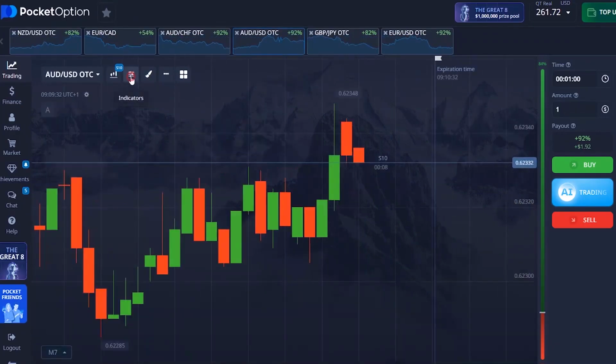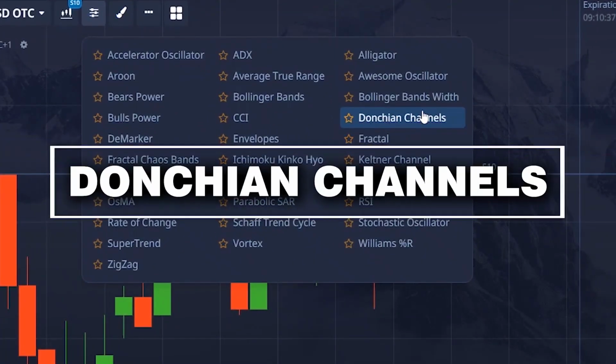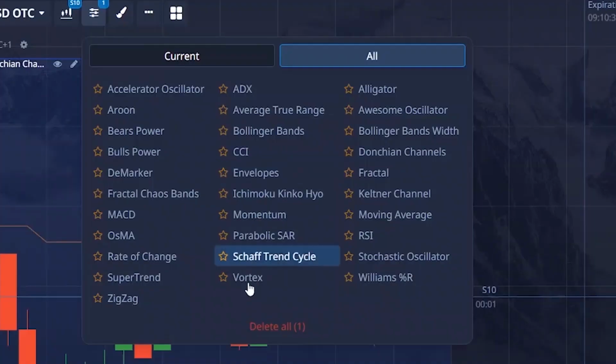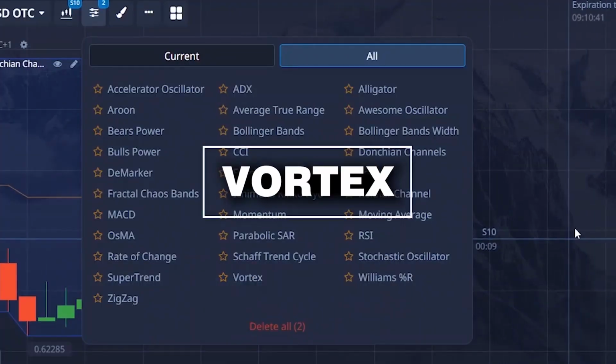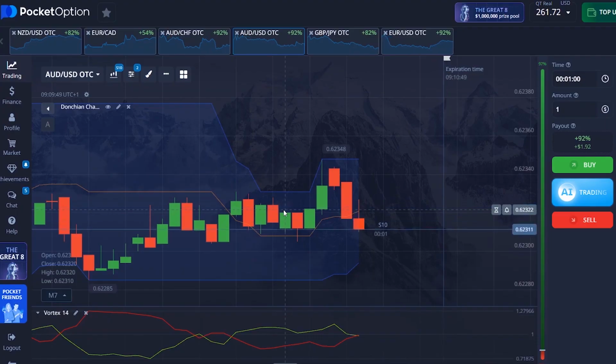We're going to come over to the indicator section right here. We're going to be using this indicator called Donchian. Then we're going to be using a Vortex Indicator. Those are the two indicators we're going to be using with this particular strategy.